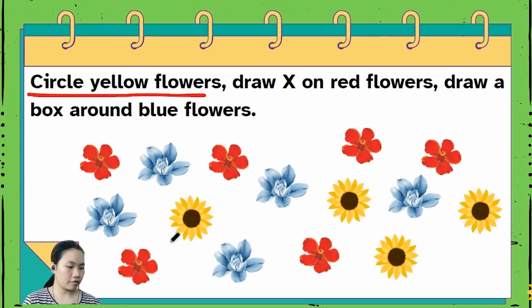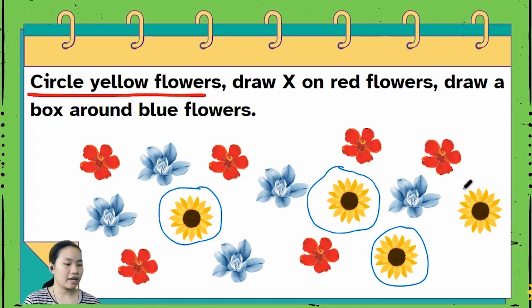So I'm going to look for yellow flower. We have a yellow flower right here. Circle. Okay. Where next? Another yellow flower. All right. Where next? This yellow flower right here. And that yellow flower right there.